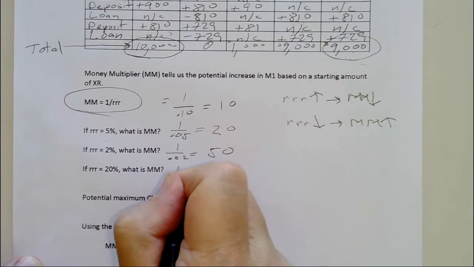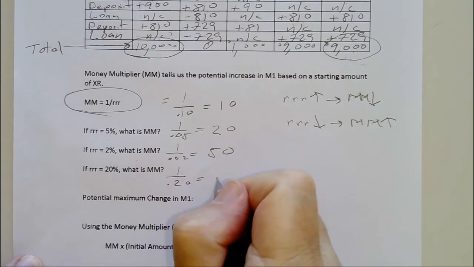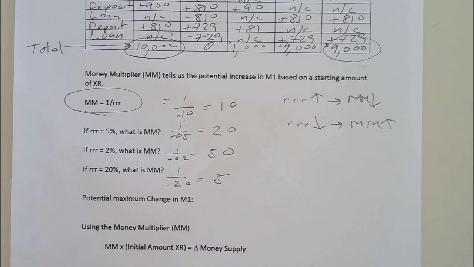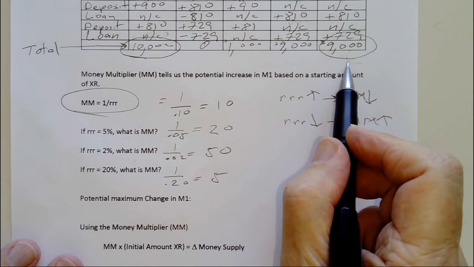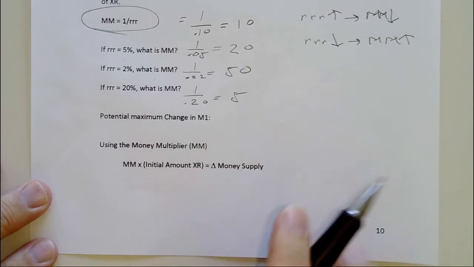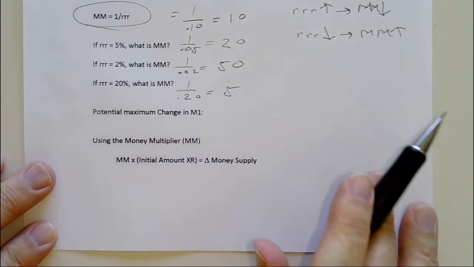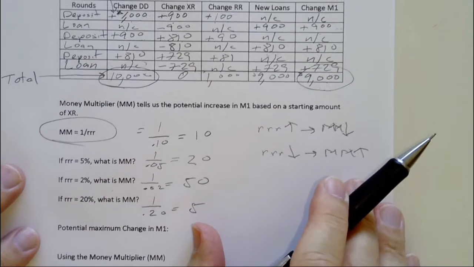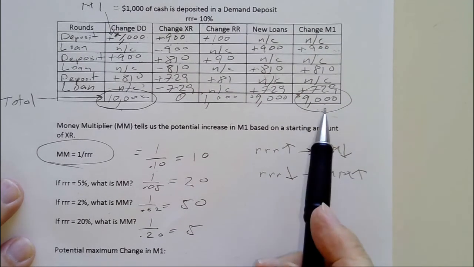And at 20%, that's 1 over 0.2. 20 cents goes in a dollar 5 times. And so 5 times 900 would have made that number there 4,500. Now this is the potential maximum change in M1. This is not going to happen in reality. We're not going to get the 9,000 there.